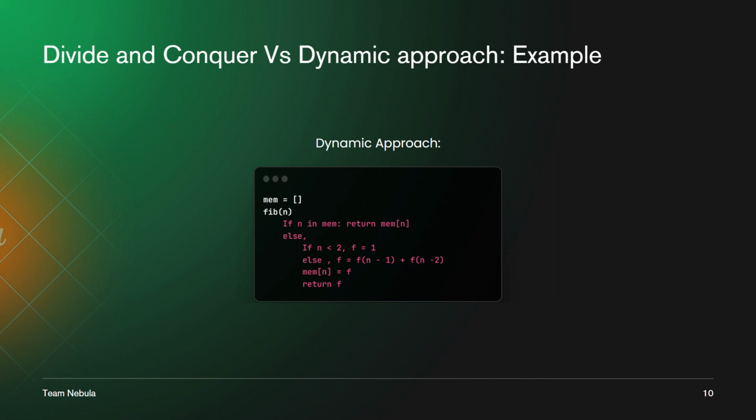The fib function uses dynamic programming with memoization to calculate the Fibonacci number for the given input n. It checks if the result for n is already stored in the mem list. If so, it returns the stored value. Otherwise, it calculates the Fibonacci number using recursion, stores the result in mem, and returns the calculated value. This approach helps avoid redundant calculations by storing and reusing previously computed results. In a dynamic approach, mem stores the result of each subproblem.